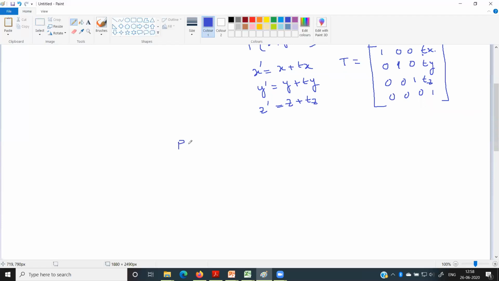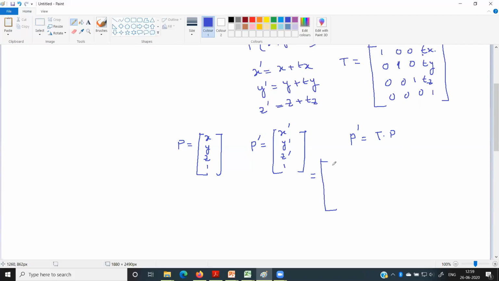We know the point P, we can represent the point P in vector form. So it will be x, y, z and 1. We note the T. Now the new point P dashed will be x dashed, y dashed, z dashed and 1. So we can write P dash equals T dot P. That means if you multiply this T with P, then you will get the P dash.